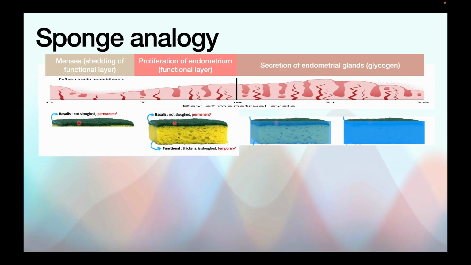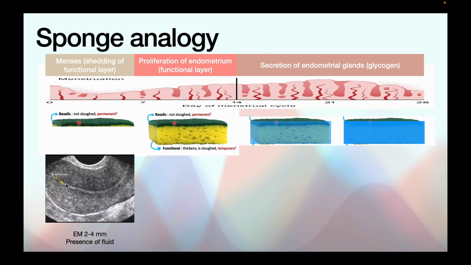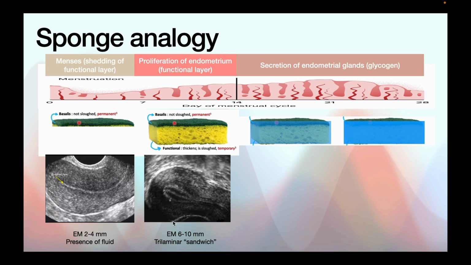So a way to look at this is to think about a sponge. This green part of the sponge is the basalis layer, and it's permanent, doesn't move, doesn't change at all. Now, if it is thin like this, it's right after menstruation, and you have a really thin stripe. As you get proliferation of the endometrium by estrogen, you get this thickening right here, and you'll see this 3-layer. This is called a trilaminar sandwich. I didn't make that up. The thickness is about 10 millimeters, 6 to 10 millimeters.